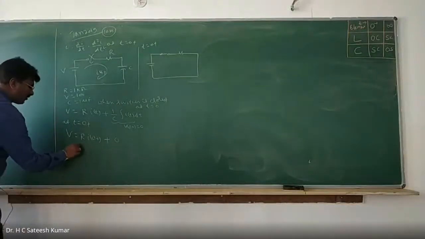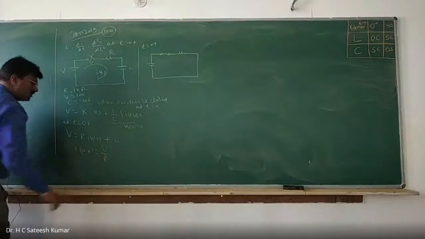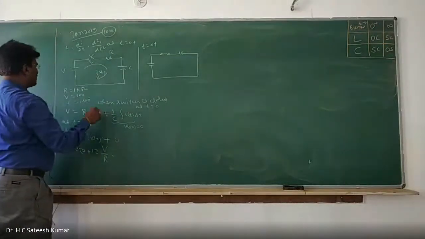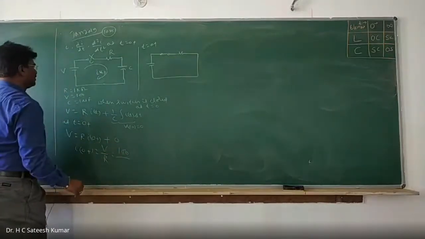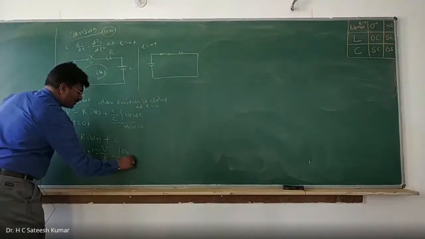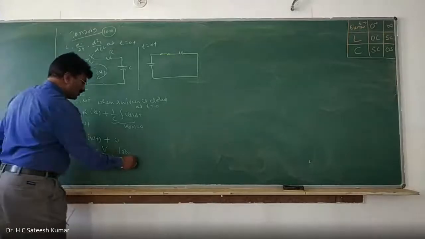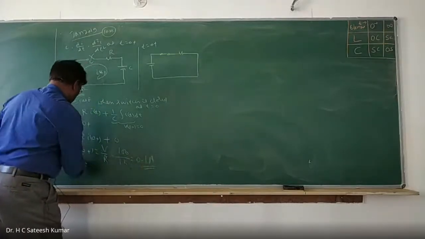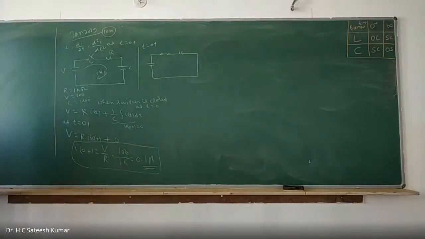Therefore, i of 0 plus is equal to V by R. V is given as 100, R is 1K, so 100 divided by 1K is equal to 0.1 amps. That will fetch you a minimum of 3 marks. Up to this point, you will get 3 marks.